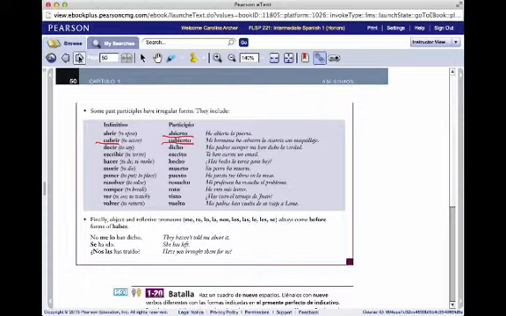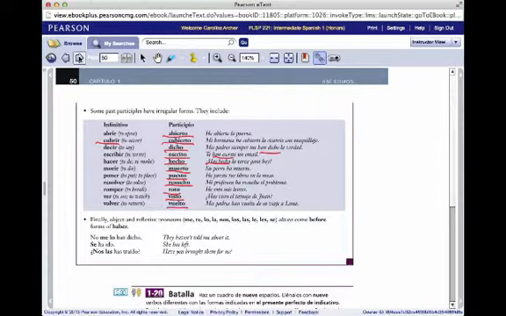Decir is not decido, but dicho. Yo he dicho. Mis padres siempre me han dicho. Okay. Escribir, escrito, not escribido. Te han escrito un email. Hacer, it's not ha sido, but hecho. Has hecho la tarea para hoy. Morir es muerto. Poner, puesto. Resolver, resuelto. Romper es roto. Ver es visto. Y volver es vuelto.